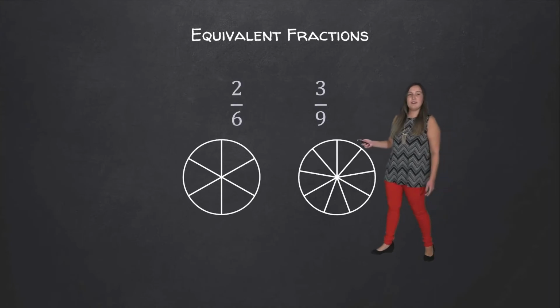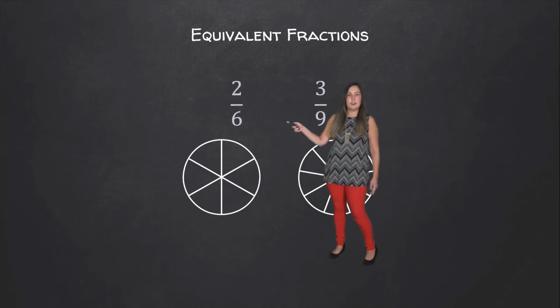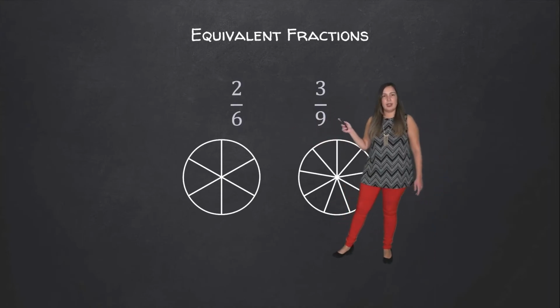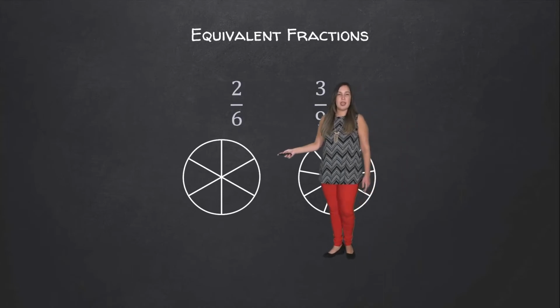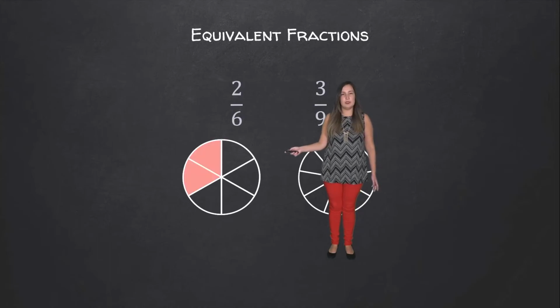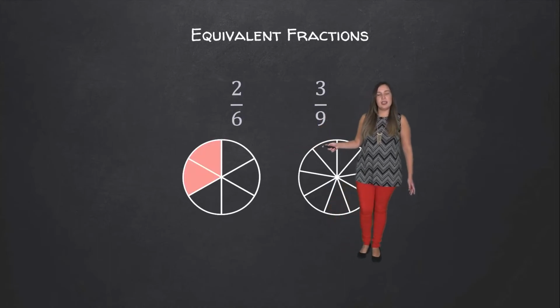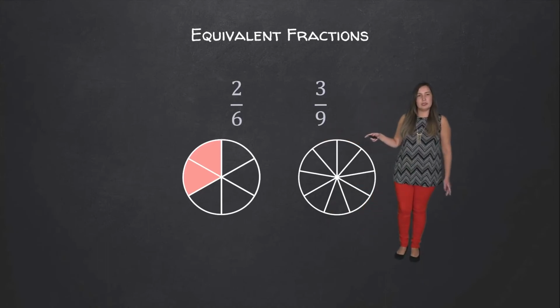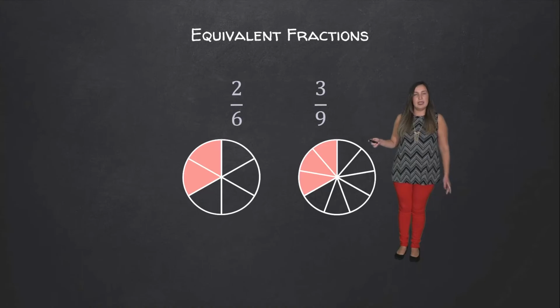And here we have our final example, 2/6 and 3/9. So in this model, we have a model that's split up into 6 equal pieces, and we're going to shade in 2 of those pieces. Then we have a model that's split up into 9 equal pieces, and we're going to shade in 3 of those pieces. Now, if we look at both models, the same area is shaded for both of them, making them equivalent fractions.